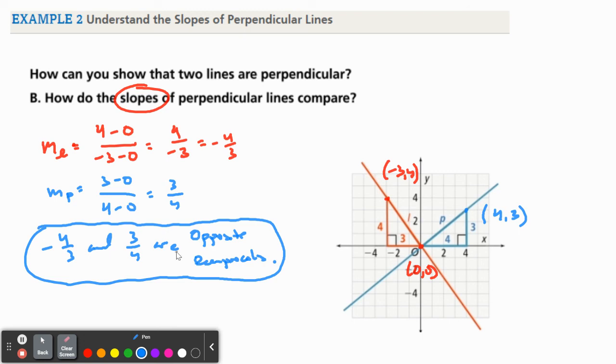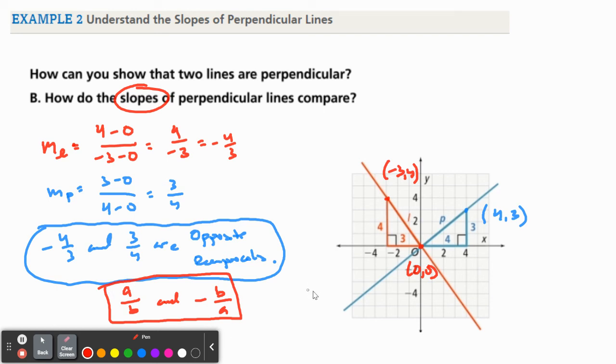This is going to be true for the slopes of any perpendicular lines. So a general rule, if one slope is A over B, the other one is negative B over A. There's your general reciprocal form.